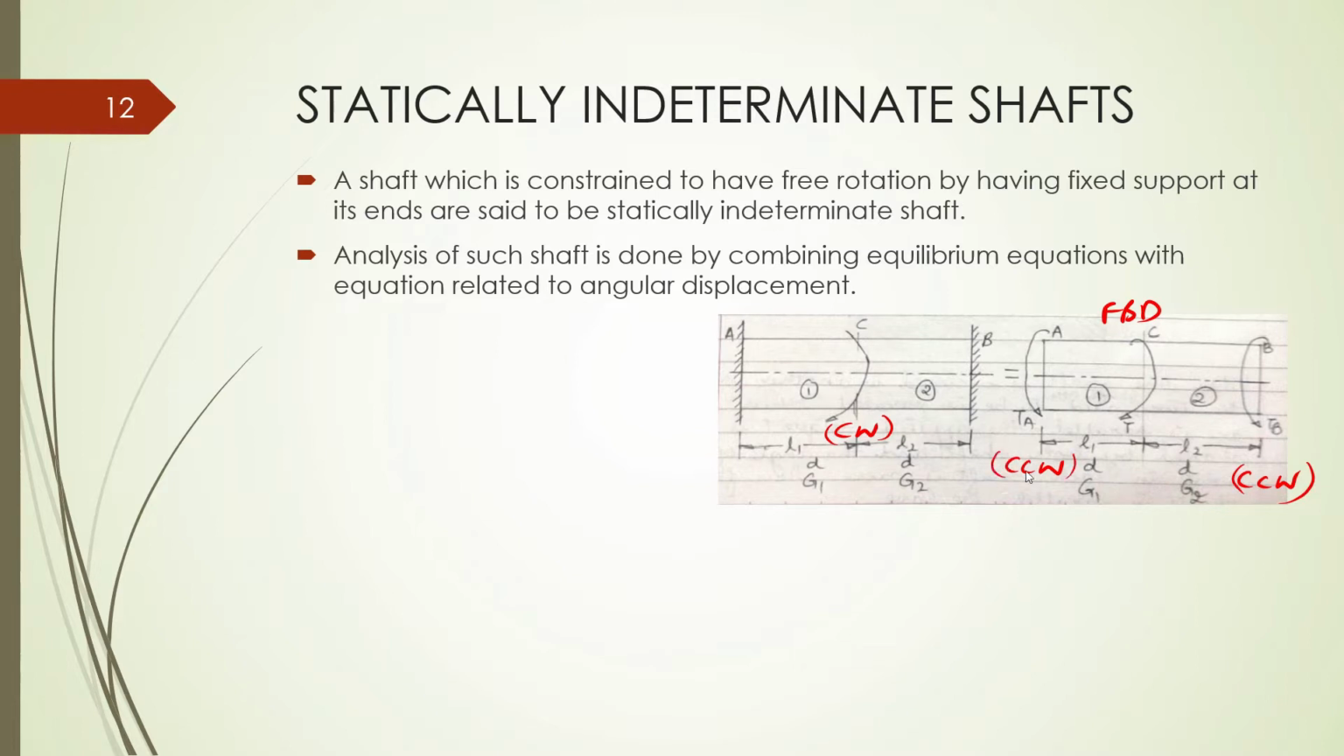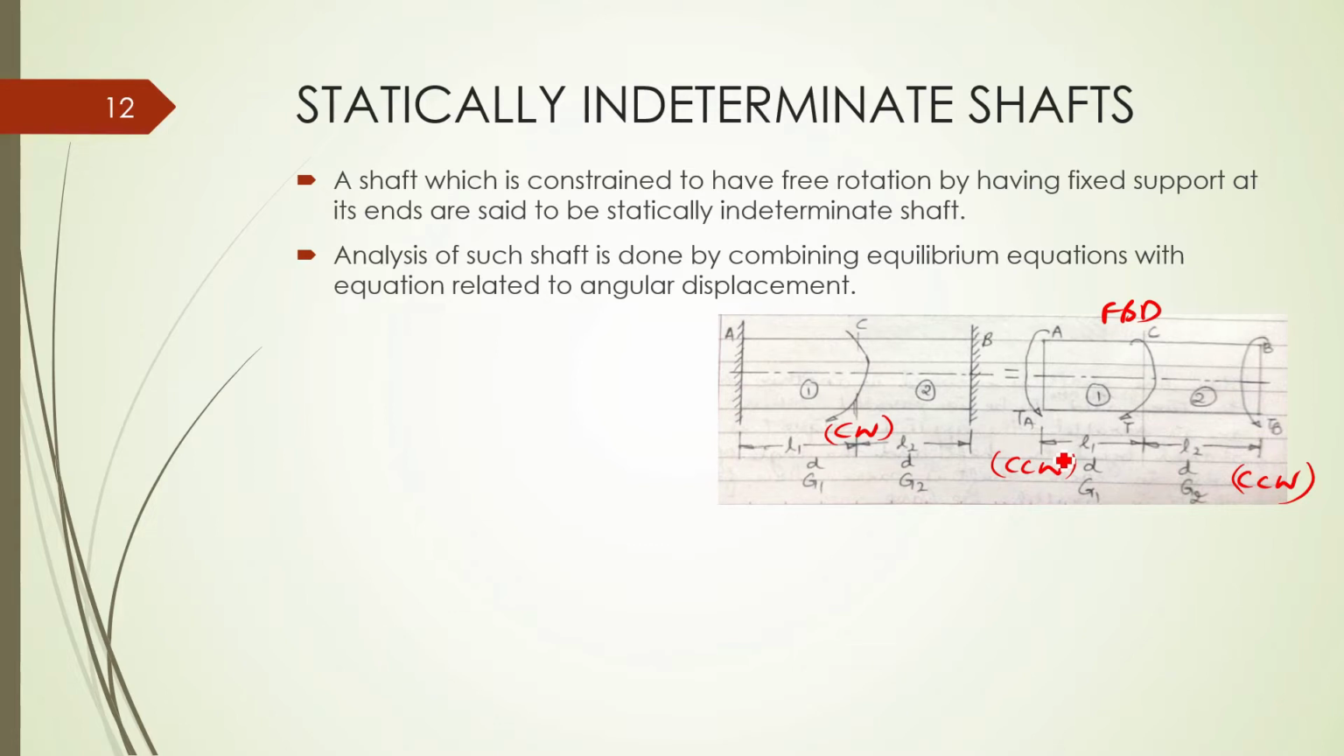This direction of TA and TB is purely an assumption. If I solve the numerical and I get positive answers for TA and TB at the end, I would say that the direction that I have assumed is correct. If not, then I will change the direction of the torque.